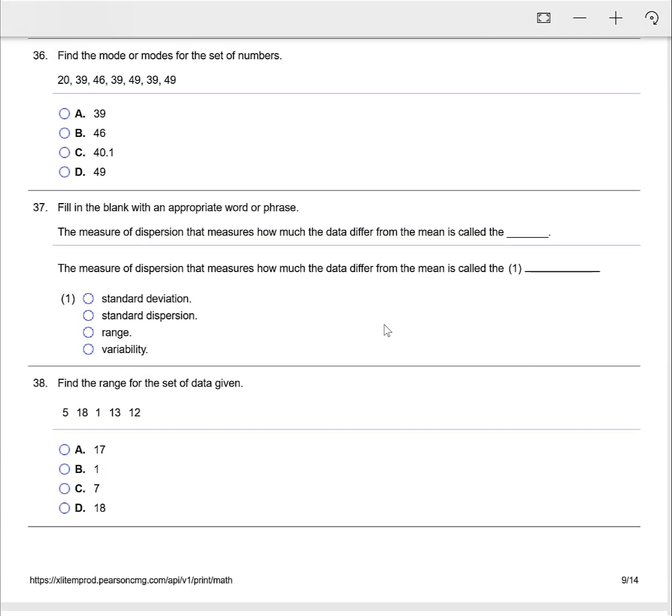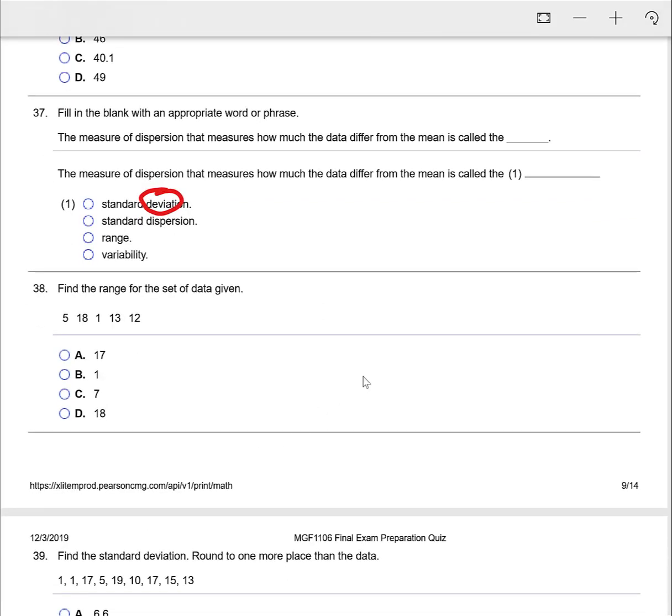The measure of dispersion that measures how much the data differ from the mean is called the standard deviation. Find the range for the data below. The range is the difference between the largest and the smallest in the data set. In this set, the largest value is 18 and the smallest is 1, so the range is 17.